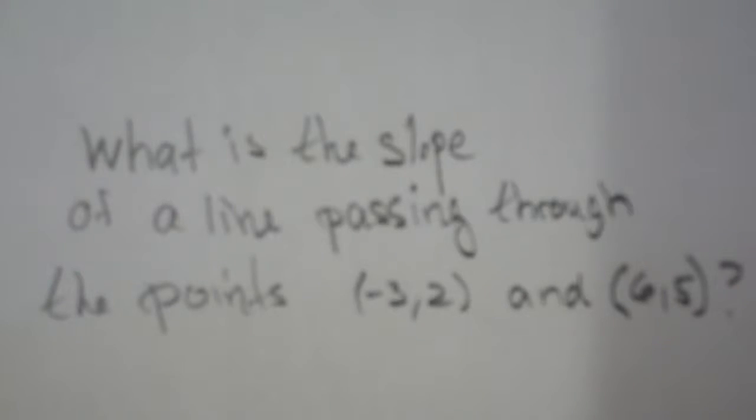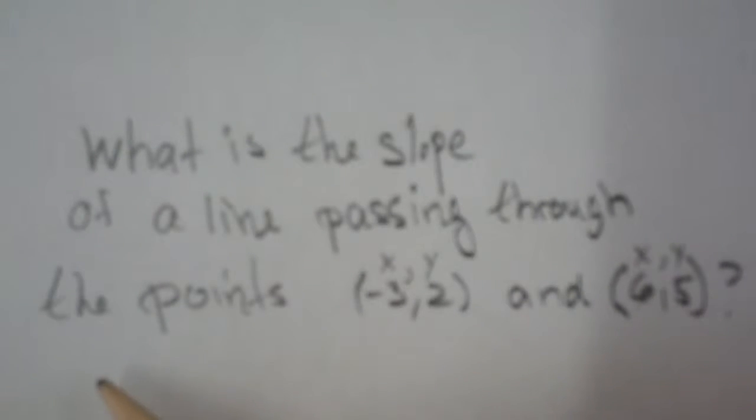Okay, we're looking at linear equations, slopes, and lines. And this question is asking, what is the slope of a line passing through the points -3, 2 and 6, 5? First of all, remember that whenever you have points, you're talking about an x and a y, a pair of an x and a y. So this is the x value, that's the y value, that's the x value, that's a y value.